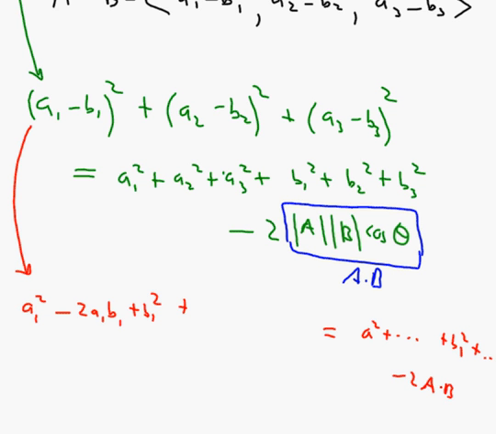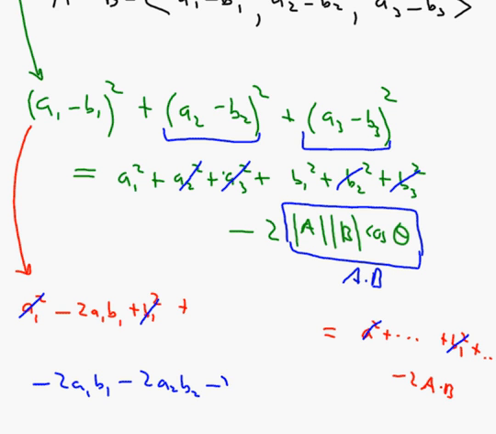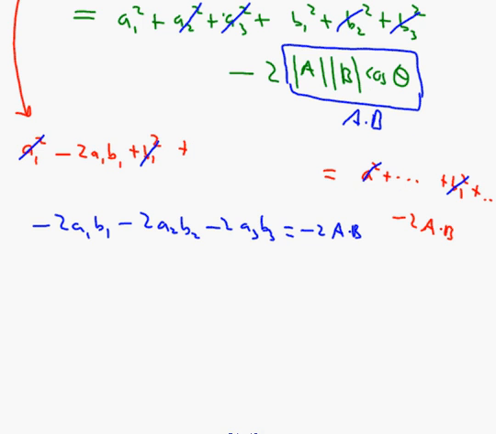Look what cancels. This A1 squared will cancel with the A1 squared over here, and this B1 squared is going to cancel with the B1 squared. The same reasoning makes the A2 squared and B2 squared cancel, and the A3 squared and B3 squared cancel. The only thing left on the left-hand side of this equation will be negative 2 A1 B1 minus 2 A2 B2 minus 2 A3 B3, and that's going to equal negative 2 times A dot B. Surprise, surprise. I got what I wanted.